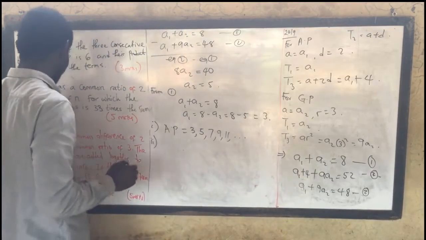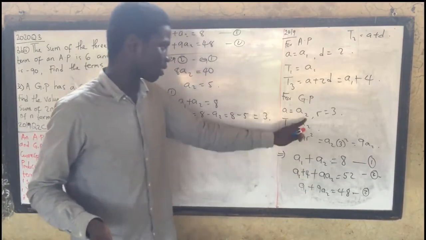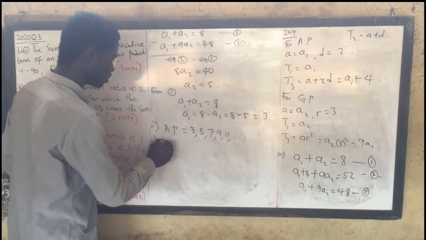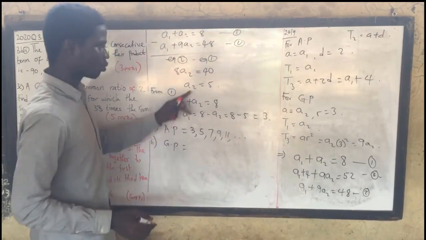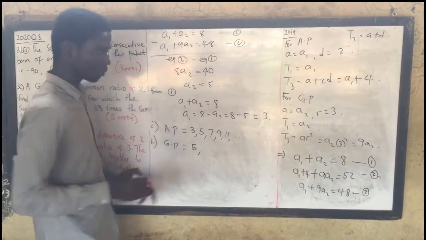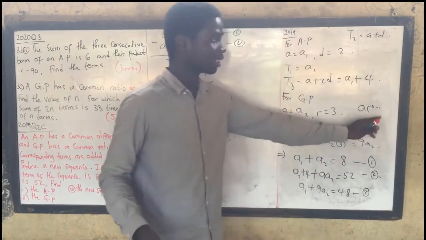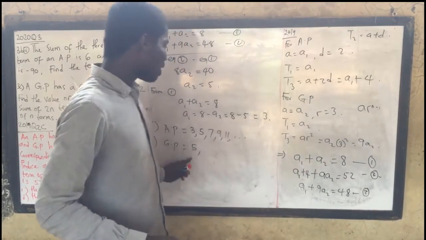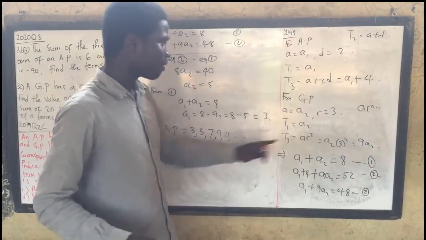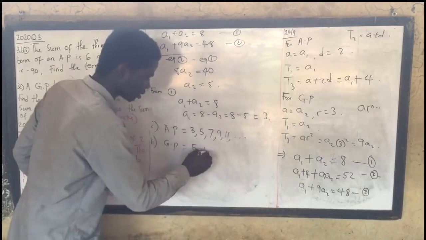The second one, they say I have to find the GP. What is the first term of the GP? That's A2. A2 is 5. Don't forget, this one is AR. They are multiplying it. So the second term will be 5 times R. That is 5 times 3, 15.